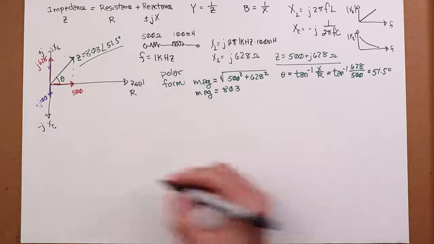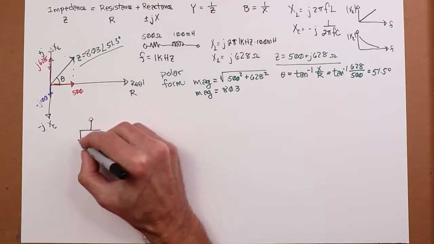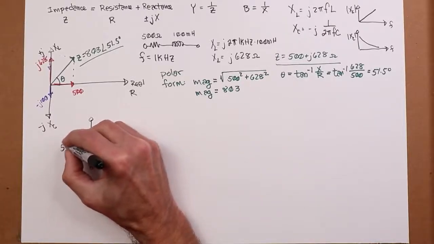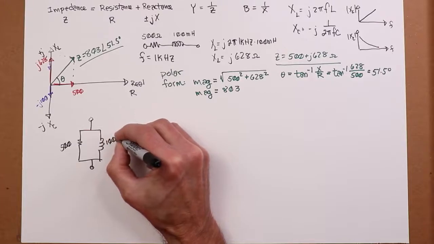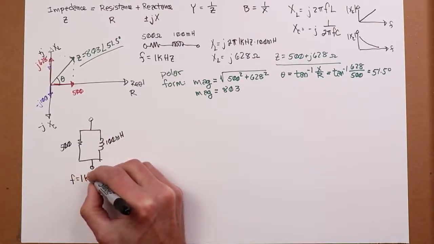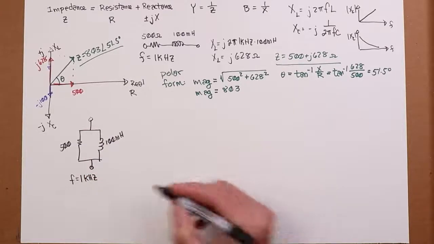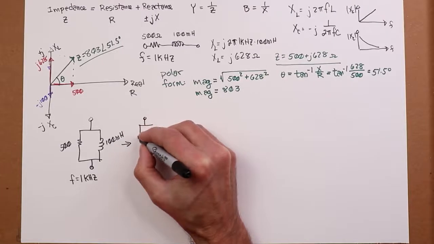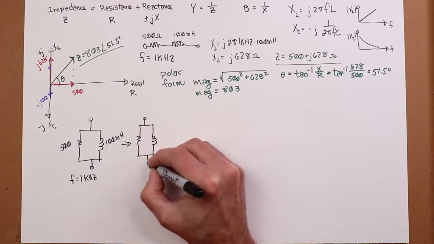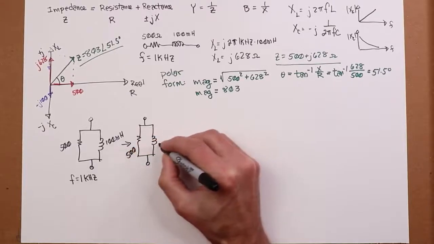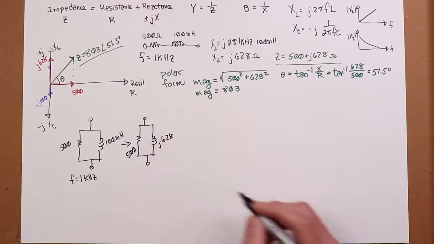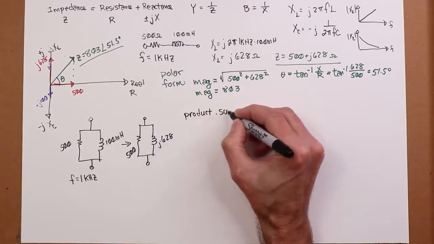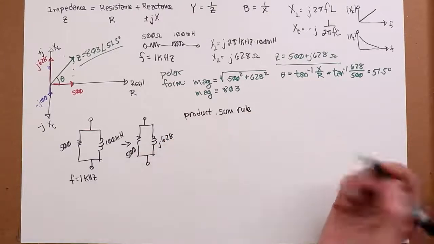Well, what if we have something that's in parallel? How do I combine this up? Well, let's use the same values, since we've already computed a few things. When we look at this, we can still use the product-sum rule on this. We've already figured out the value of X sub L. So just to be really persnickety about it, that's 500. And this is j628, right? So what is that? Well, like I said, I can use the product-sum rule. I could use the reciprocal rule. But since I just have two of them, the product-sum rule would work out really well here.